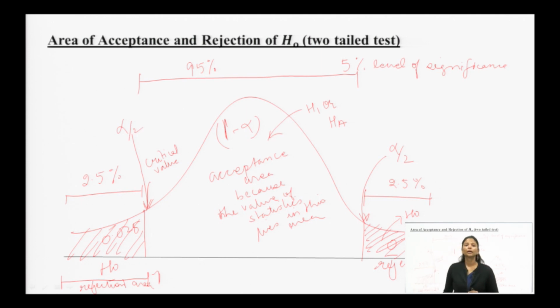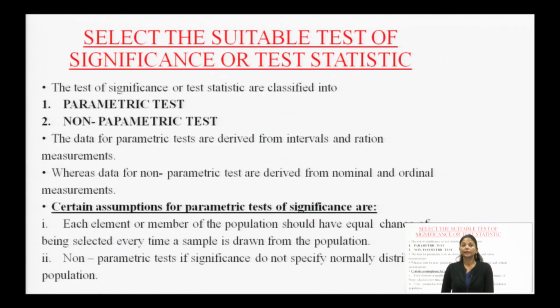So, what happens here is this area is the acceptance area and this area is the rejection area. We are accepting the null hypothesis in the center part, and we are rejecting the null hypothesis onto the two sides of the bell shaped curve. This area is rejecting and this area is accepting. This is all what we are supposed to do in a two-tailed test. In the same manner we can go for a one directional, that is one tail test, right hand side test or left hand side test. Now, how to select a suitable test of significance or test statistic.